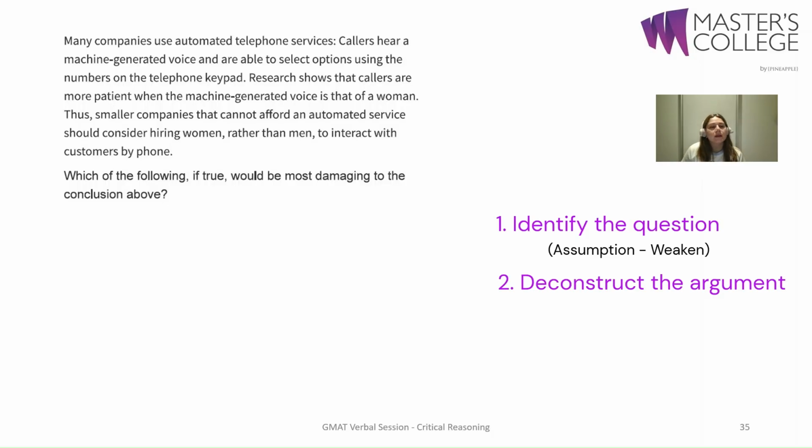So, the passage says: many companies use automated telephone services. Callers hear a machine generated voice and are able to select options using the numbers on the telephone keypad. Research shows that callers are more patient when the machine generated voice is that of a woman. Thus, smaller companies that cannot afford an automated service should consider hiring women rather than men to interact with customers by phone.